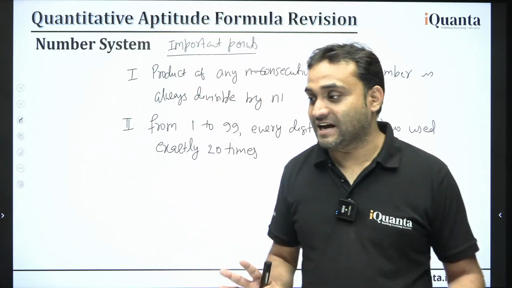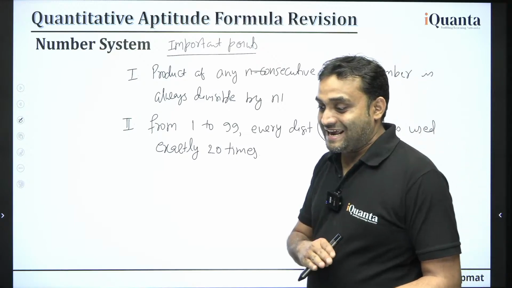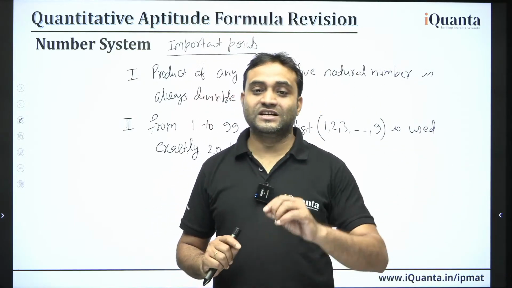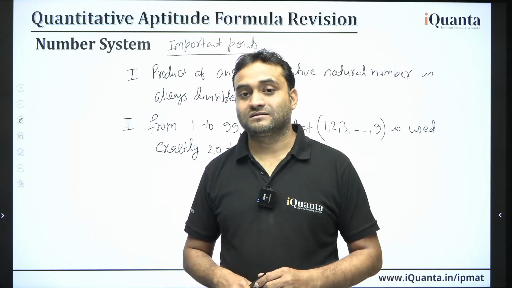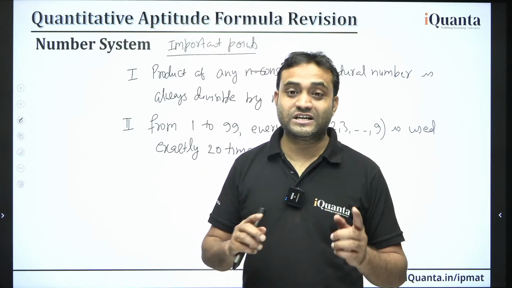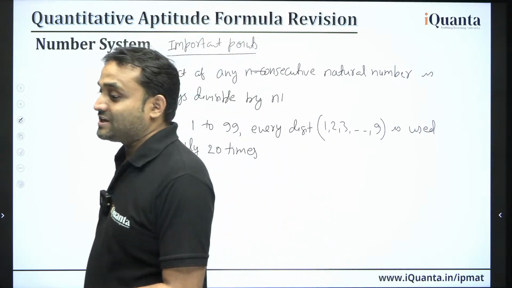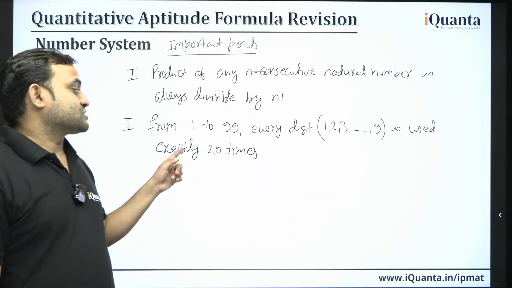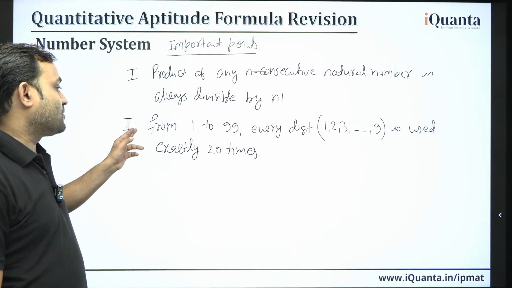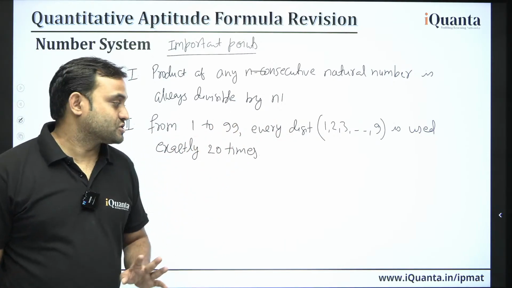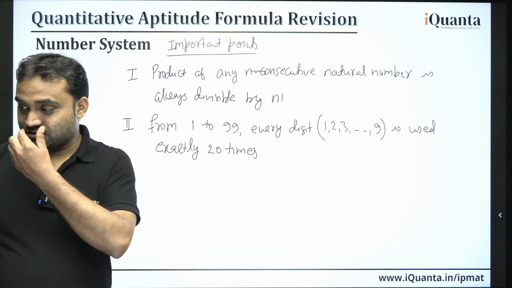बताओ, ऐसा कभी देखा है कि 1 से 152 तक डिजिट 5 कितनी बार यूज हुआ है, 1 से 243 तक डिजिट 3 कितनी बार यूज हुआ है? Have you seen questions like this? If you have seen questions like that, those questions are based on this, okay, that from 1 to 99 every digit is used exactly 20 times, okay.